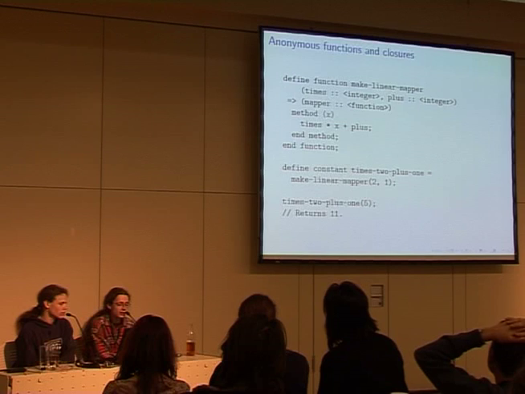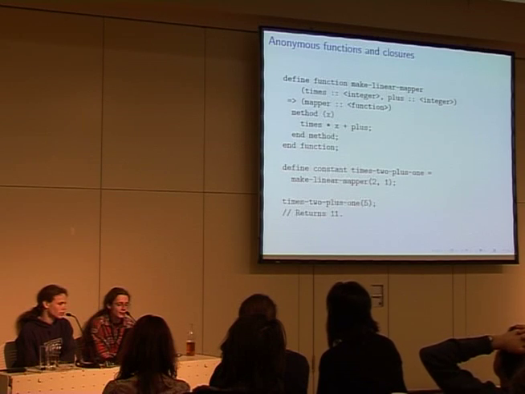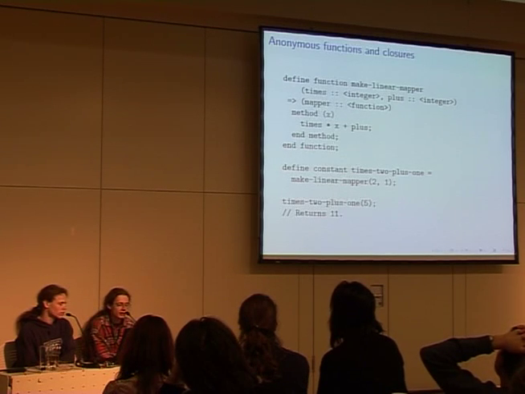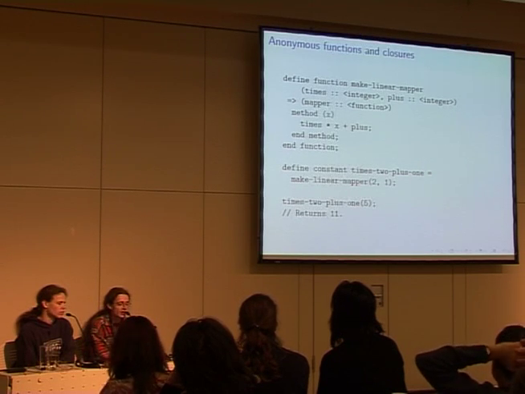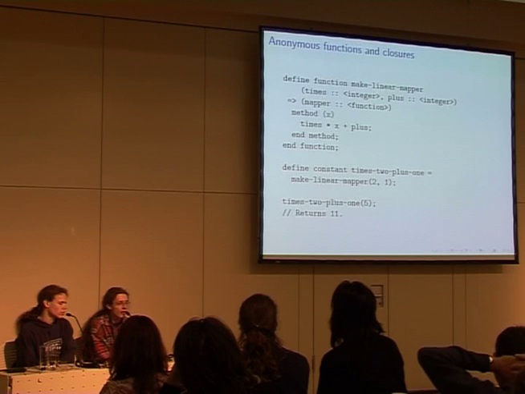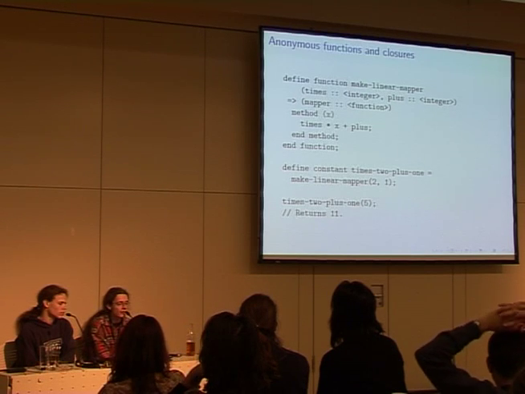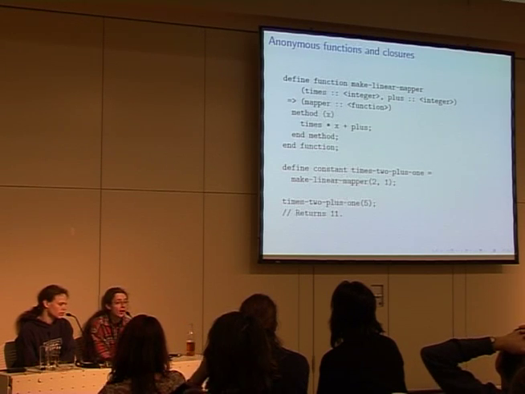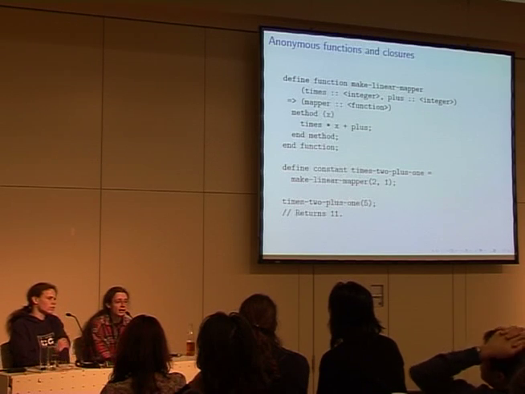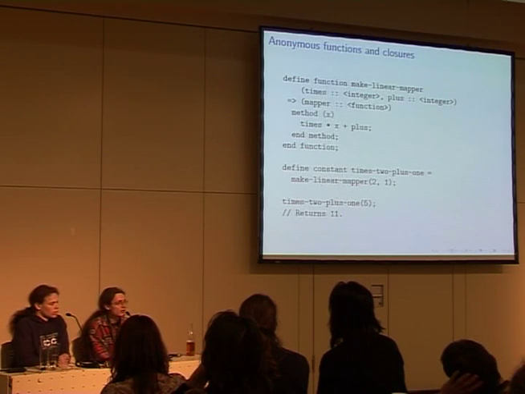The defined constant times 2 plus 1 calls the make linear mapper function. And so the constant has a value of a function that takes one argument. You can call that, pass 5, and get the desired result. This is very, very useful for creating stuff like callbacks in a user interface.